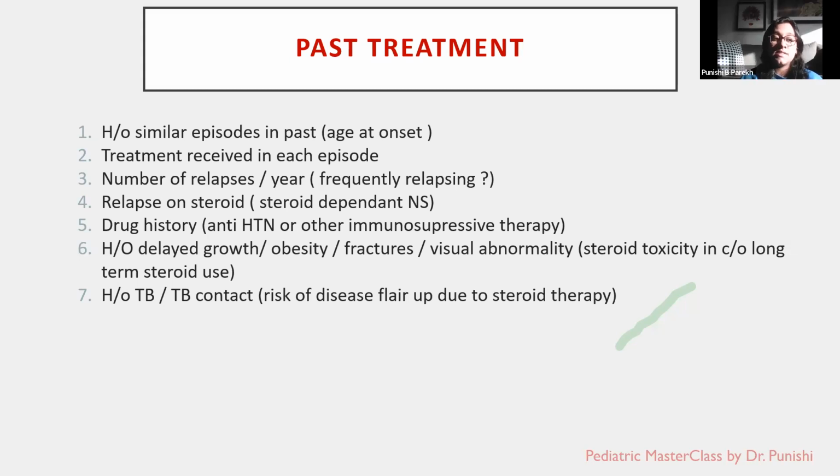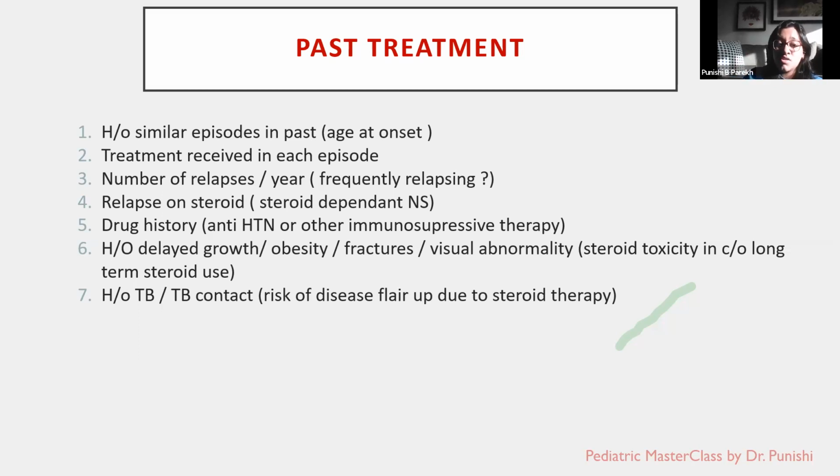And very important to ask is whether there's history of TB or TB contact. Why is it important? Because the mainstay of treatment in nephrotic is steroids, and it is very important for you to rule out tuberculosis before you start steroids. Because in case the child has tuberculosis, latent tuberculosis, or has had a history of tuberculosis contact, the disease might flare up when you start steroids. So it's always very important to rule out tuberculosis before you start with steroids in a nephrotic.